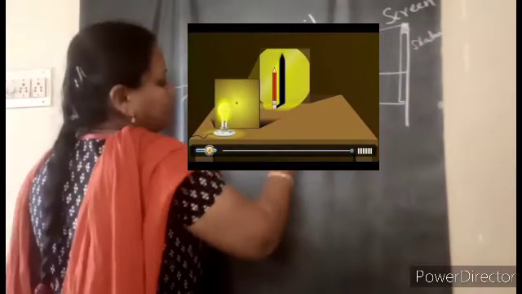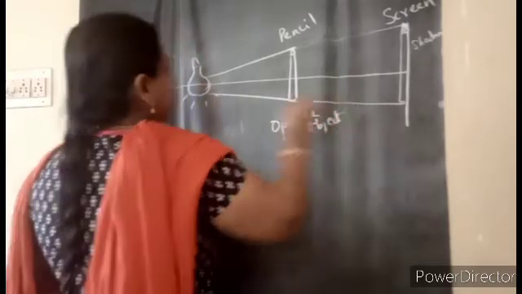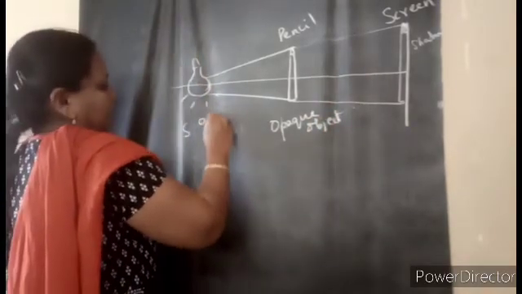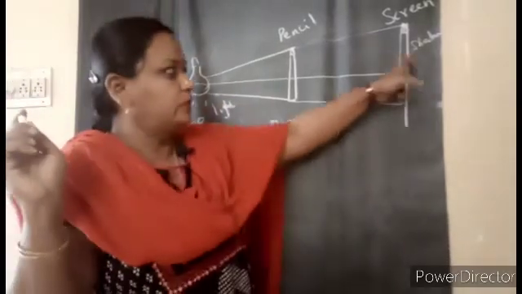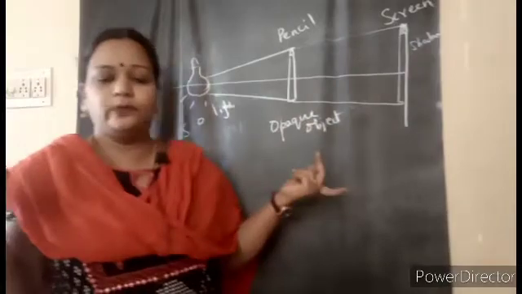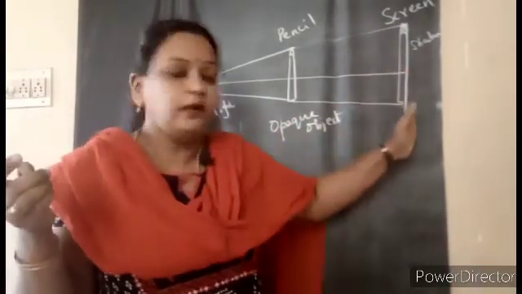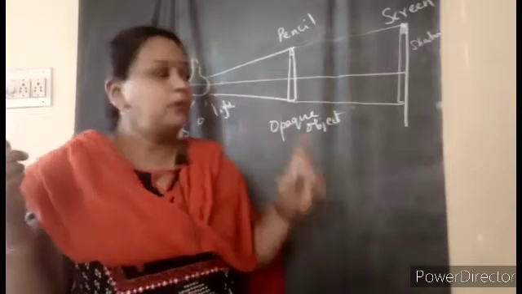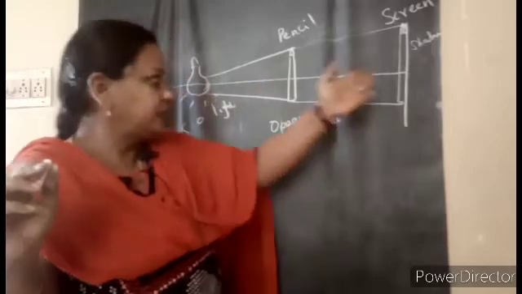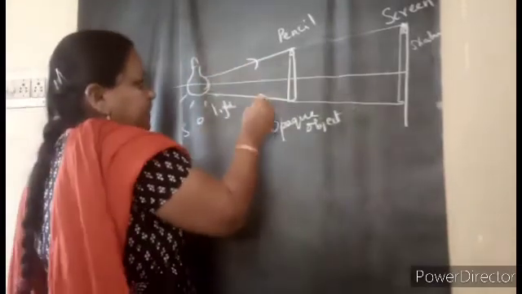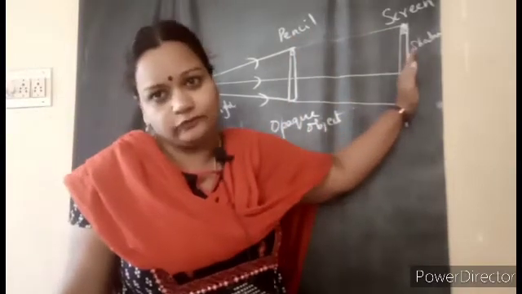This is the opaque object, and this is the source of light, that is the bulb. Now, what have we learnt about shadows, children? To get a shadow, first, a shadow is a dark patch. Light rays are moving, and when an opaque object blocks the way, the shadow is formed.